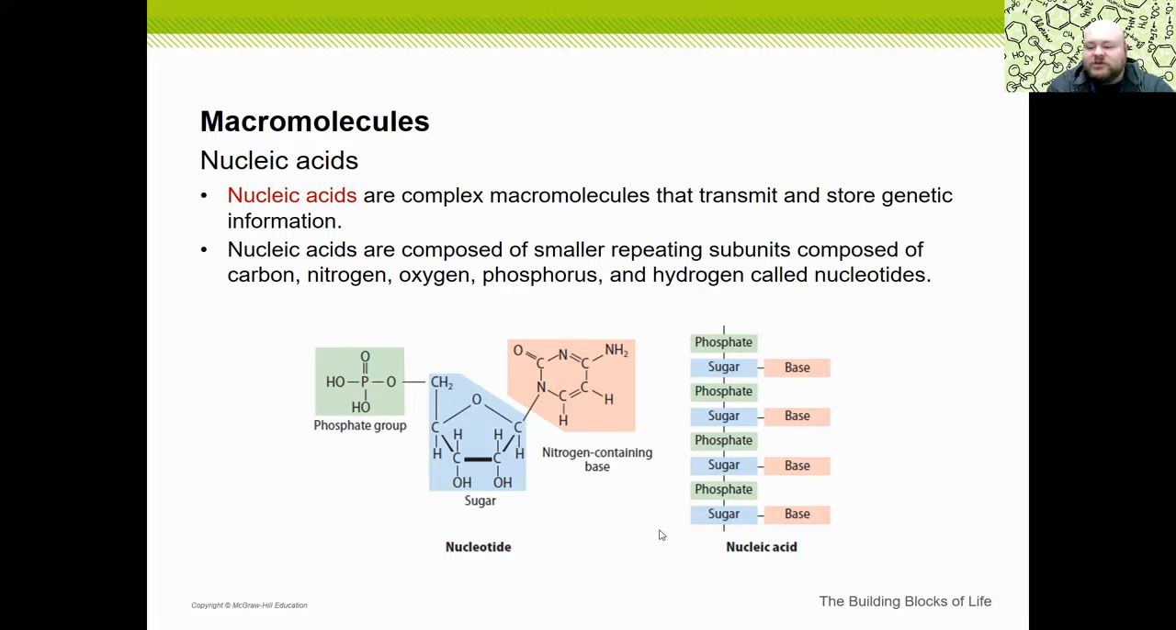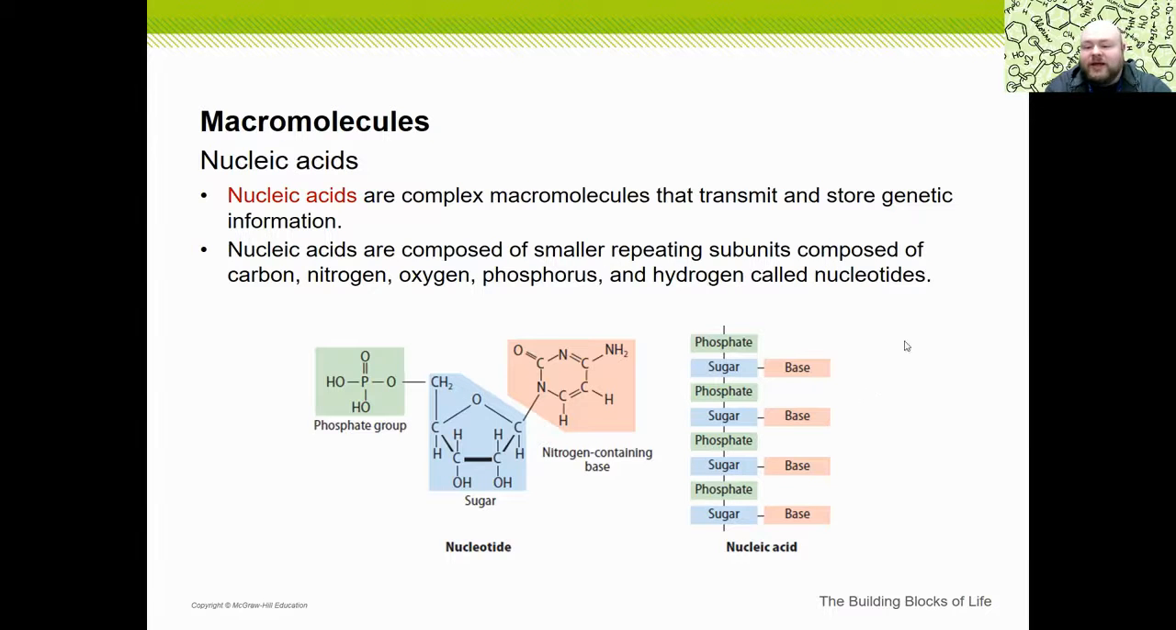And if you look at these pictures here, you can see a nucleotide has a sugar, a nitrogen base, and a phosphate group. And that repeats over and over and over to make a nucleic acid. So you have sugar, base, phosphate group, sugar, base, phosphate group, and so on and so on.